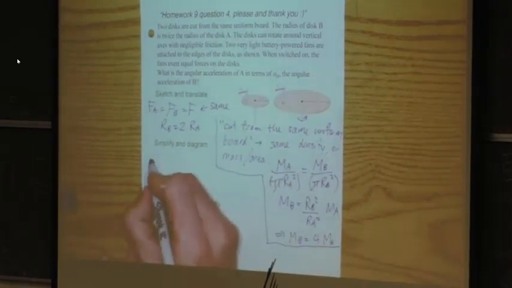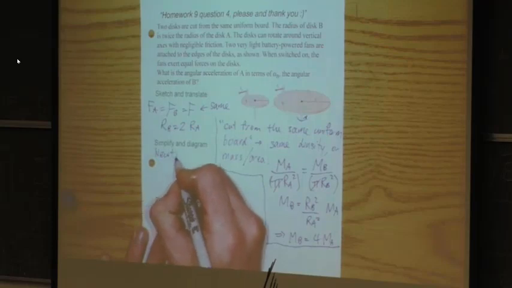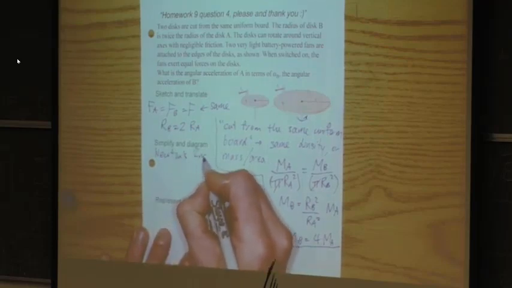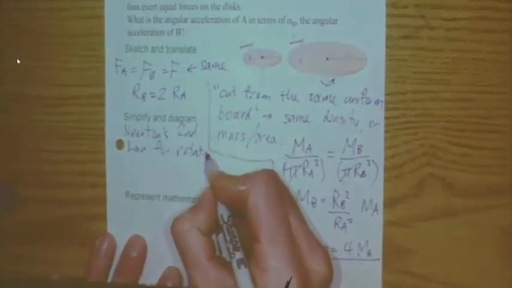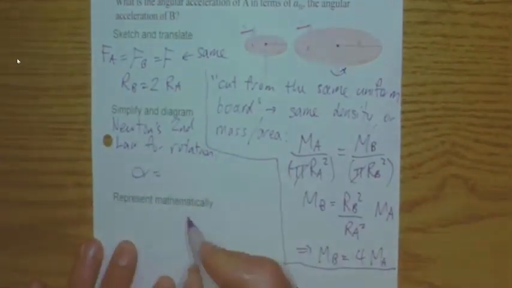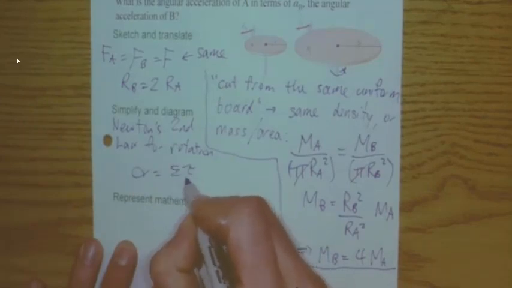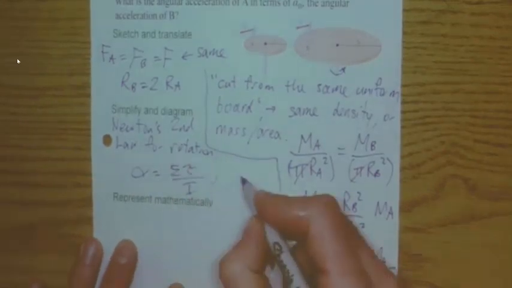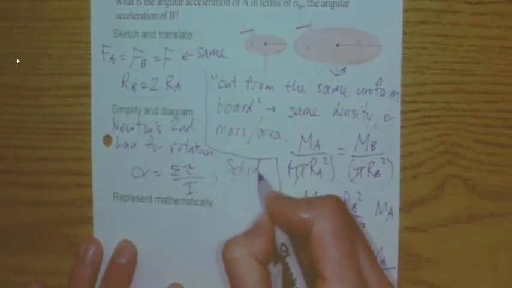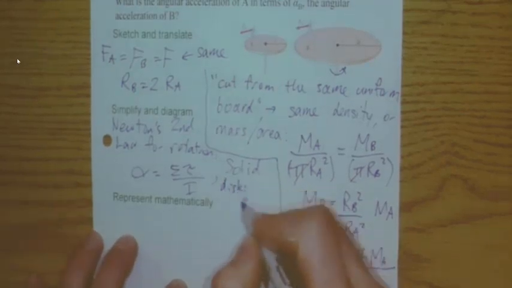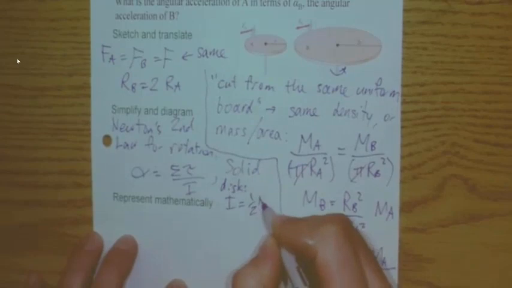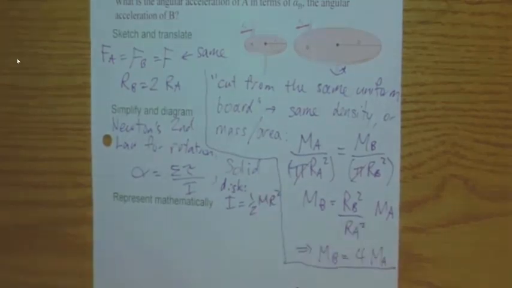And then I will use Newton's second law for rotation. That's what this problem is really about, which is that alpha is equal to the sum of the torques divided by the rotational inertia. And these are solid disks. So if we look at that table, which is going to be on page 2 of your final exam, you'll see that for a solid disk, I is equal to 1/2 mr squared. Okay. So now we just do it.